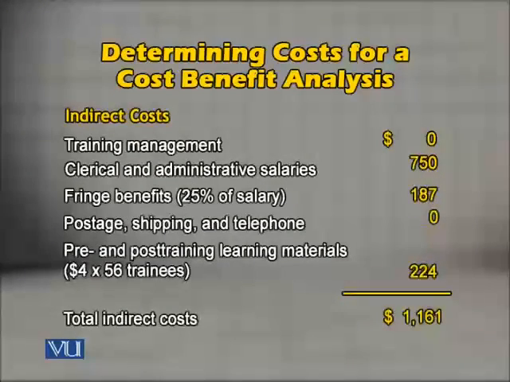Indirect costs are training management, clerical and administrative salaries, fringe benefits, postage, shipping and telephone, pre and post training learning material. Now you can see that the pre and post training learning material is not a direct cost. So the total indirect costs are $1,161.